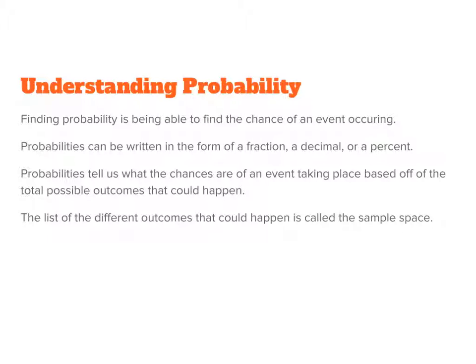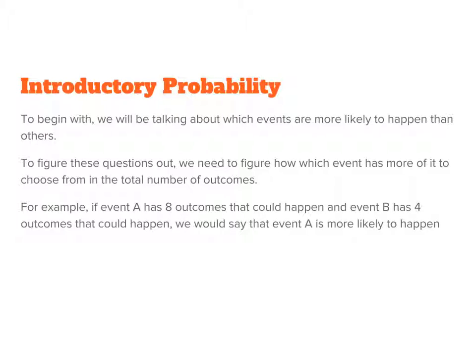Probabilities tell us what the chances are of an event taking place based off of the total possible outcomes that could happen. The list of the different outcomes that could happen is called the sample space. So introductory probability, to begin with, we'll be talking about which events are more likely to happen than others. To figure these questions out, we need to figure out which event has more of it to choose from in the total number of outcomes.